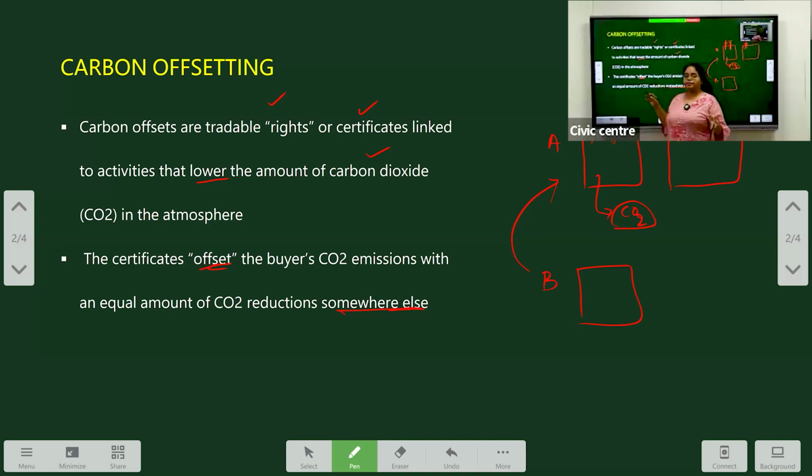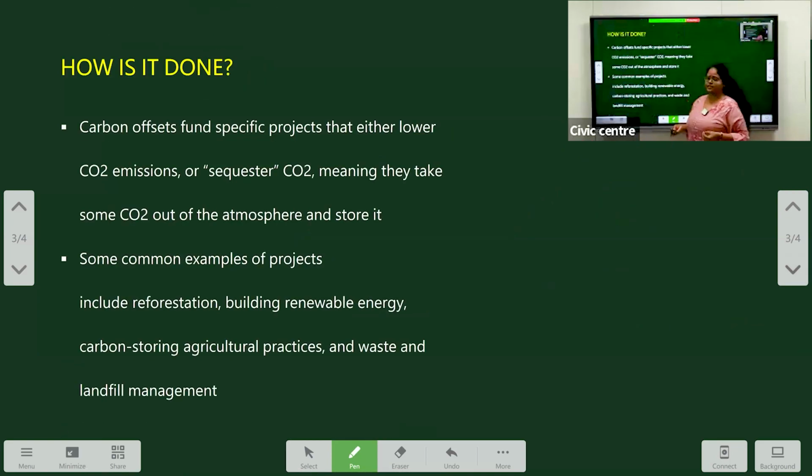So from here we can understand that the certificates offset or compensate the buyer's CO2, that is the industry B's CO2 emissions, for an equal amount of CO2 reductions somewhere else, that is from industry A. Now let's move on and see how is it done.